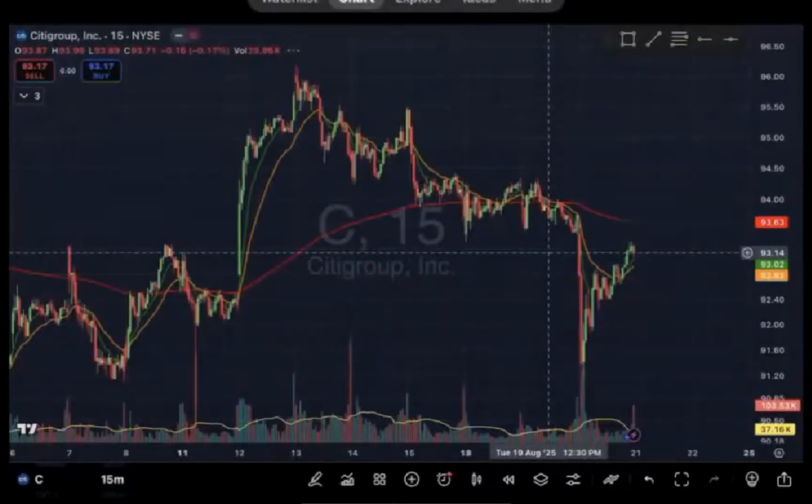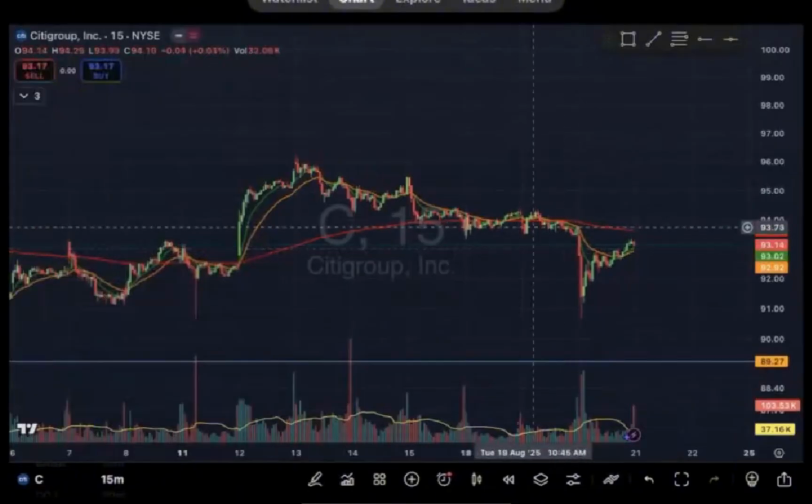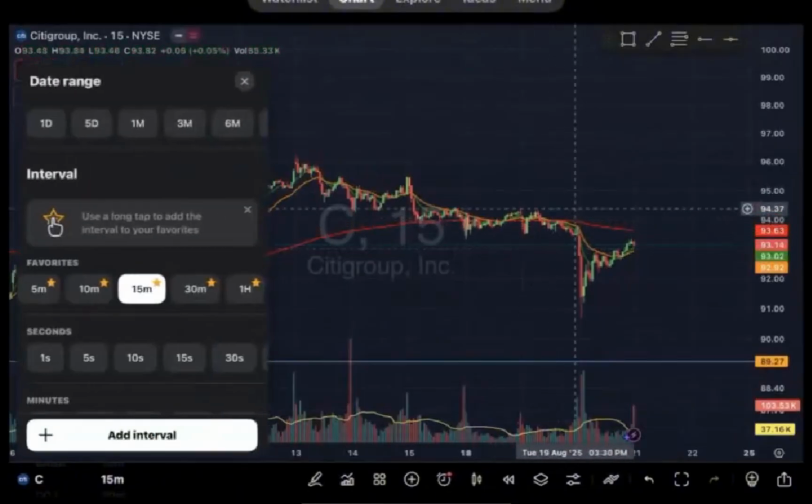City. We played City puts this morning too. Same thing, right? Close below the 200 EMA. Right here. Close below 200 EMA. We just golden crossed right here.